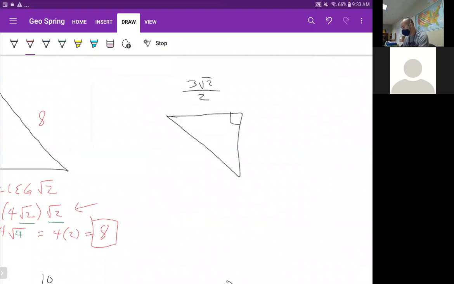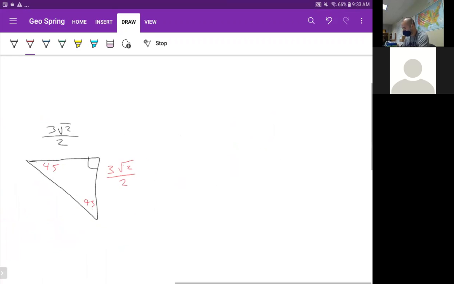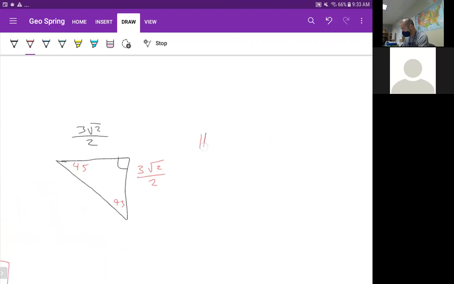If that's 3 square roots of 2 over 2, this one is also 3 square roots of 2 over 2. So remember the legs for these 45, 45, 90 triangles? The legs are the same, so you don't have to do any work for that. The hypotenuse, however, hypotenuse equals leg times square root of 2. So hypotenuse, call x, your leg is 3 square root of 2 over 2, just because that's what you're given, times square root of 2.